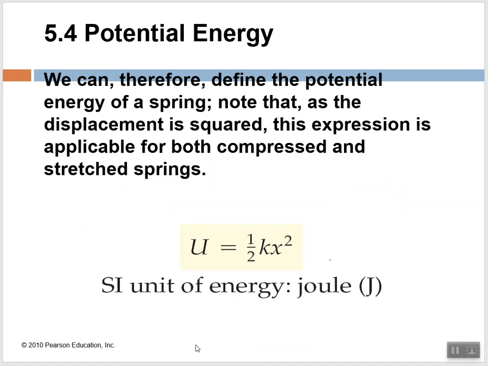Okay, let's talk about potential energy here now. We can therefore define the potential energy of a spring. Note that as the displacement is squared, this expression is applicable for both compressed and stretched springs. What they're saying is, no matter which way you move it, because we're squaring it, the negative is going to cancel out, so it doesn't matter if we're compressing or stretching it. So the potential energy, and they're using U, but I'm usually going to just use PE, is equal to 1/2 kx squared.